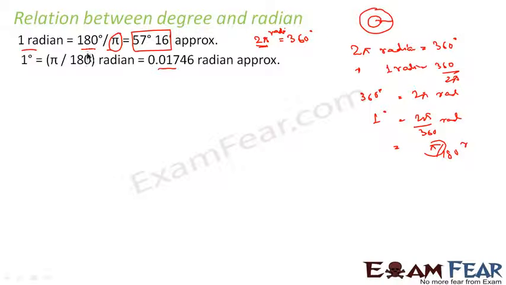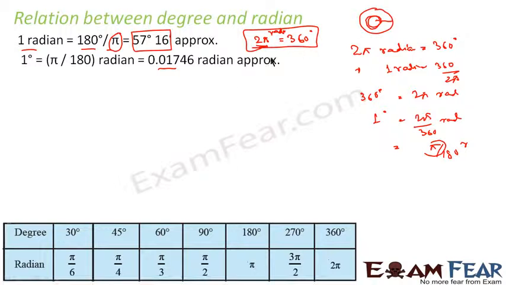You need not remember this value, but you should remember that 2 pi is equal to 360 degree. It's a logical thing, because in a circle this is 2 pi radian. 2 pi radian is equal to 360 degree, and using this we can find anything. So if you know radian, you find degree. If you know degree, you find radian. So we have some conversions here.